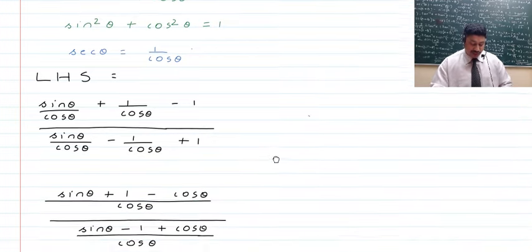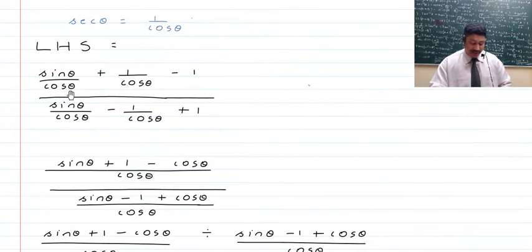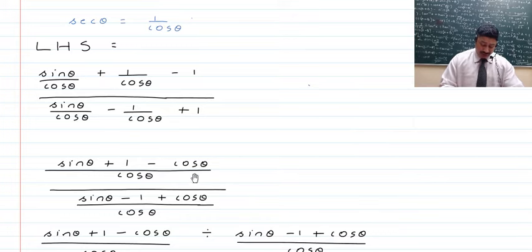Now further here, when you take an LCM, you will have the LCM to be cos theta, and then in the numerator you have sine theta plus 1 minus cos theta. And similarly in the denominator, again the LCM is going to be cos theta, and then you will have in the numerator sine theta minus 1 plus cos theta.